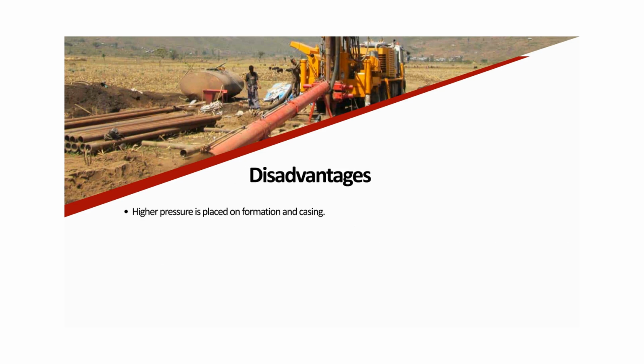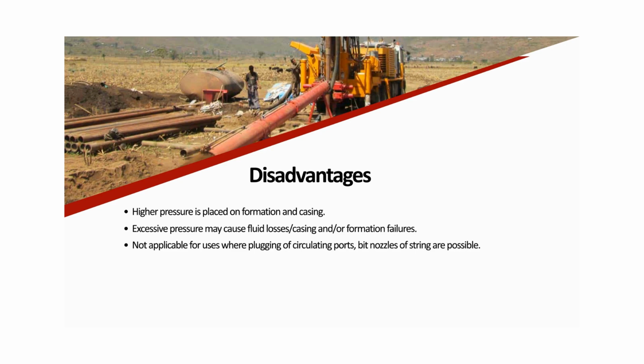Disadvantages. Higher pressure is placed on the formation and casing. Excessive pressure may cause fluid losses or casing and/or formation failures. Not applicable for uses where plugging of circulating ports or bit nozzles of the string is possible. Gas-filled or multiple densities in tubing may present problems establishing proper circulating rates.